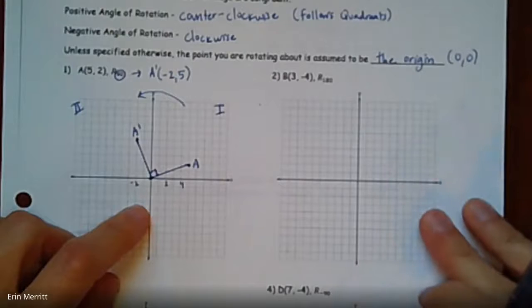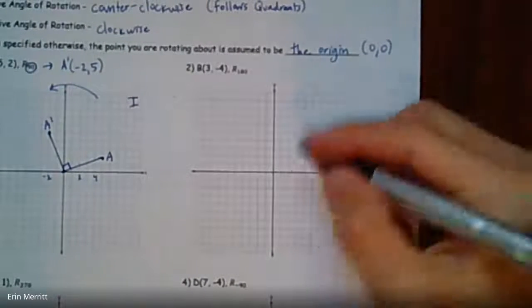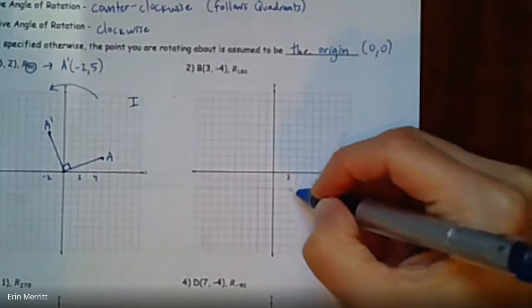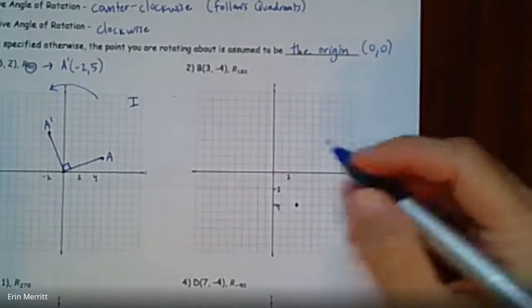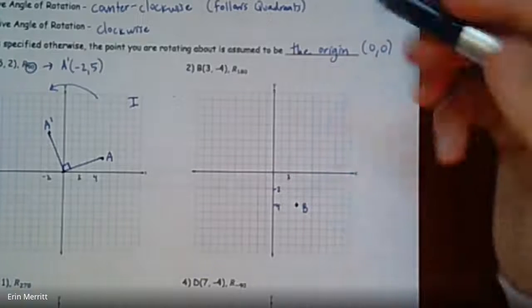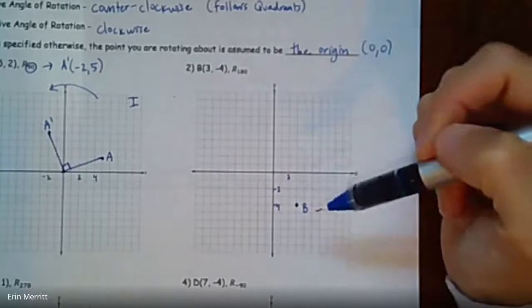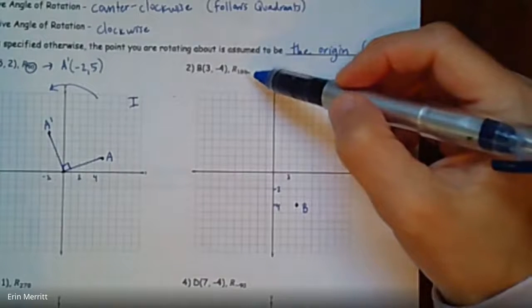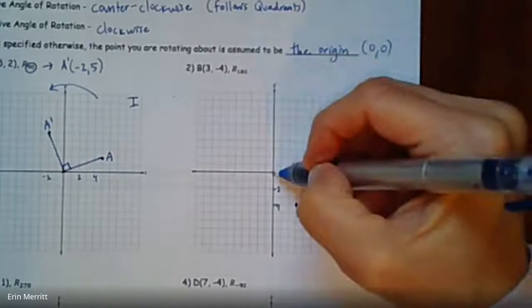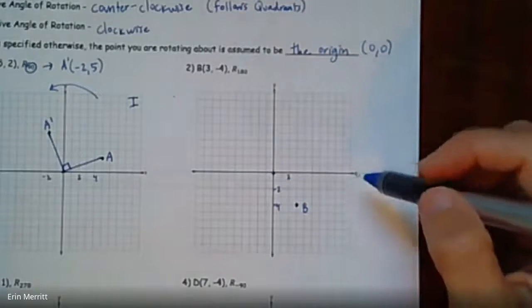So let's do the same thing for the next one. Plot the point first. So you have the point 3, -4. So we're starting right here. So we're calling that point B. So the way we read this, that capital R means rotate. 180, that's our number of degrees that we're going to rotate. So we want to rotate 180 degrees about the origin. And because it's positive 180, we're going counterclockwise again.